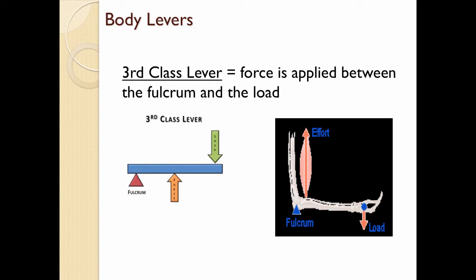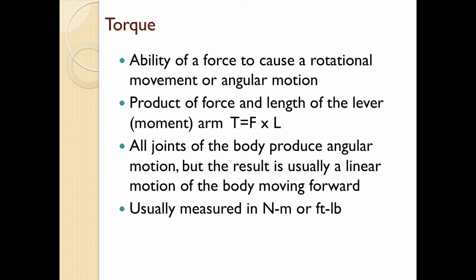The third class lever is a force applied between the fulcrum and the load. We see this now with the biceps. If we flip the arm back over, our load is still at the hand, and the fulcrum is still at the elbow joint, but now the effort, or the force, is in between the fulcrum and the load. This is the biceps muscle doing a biceps curl.